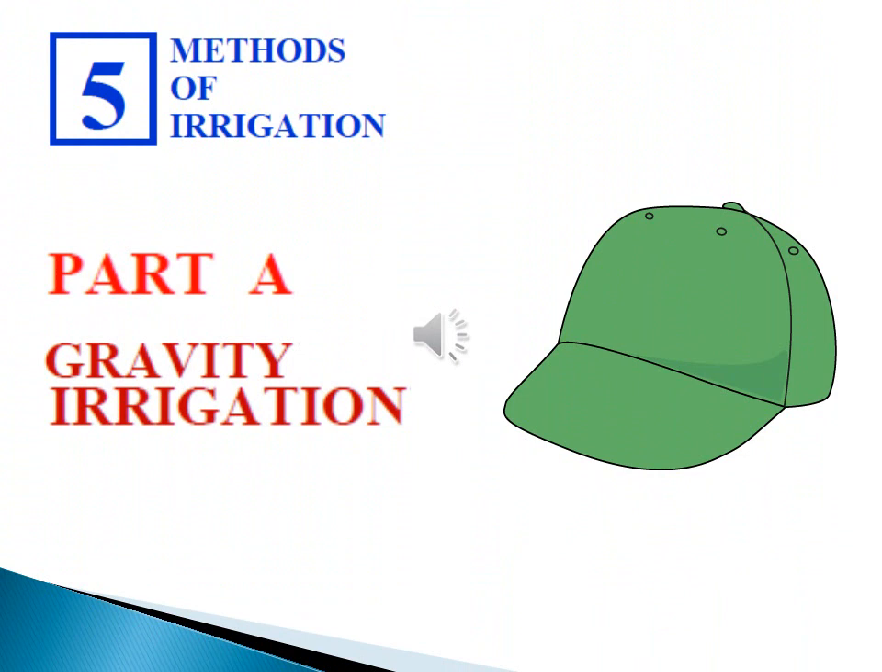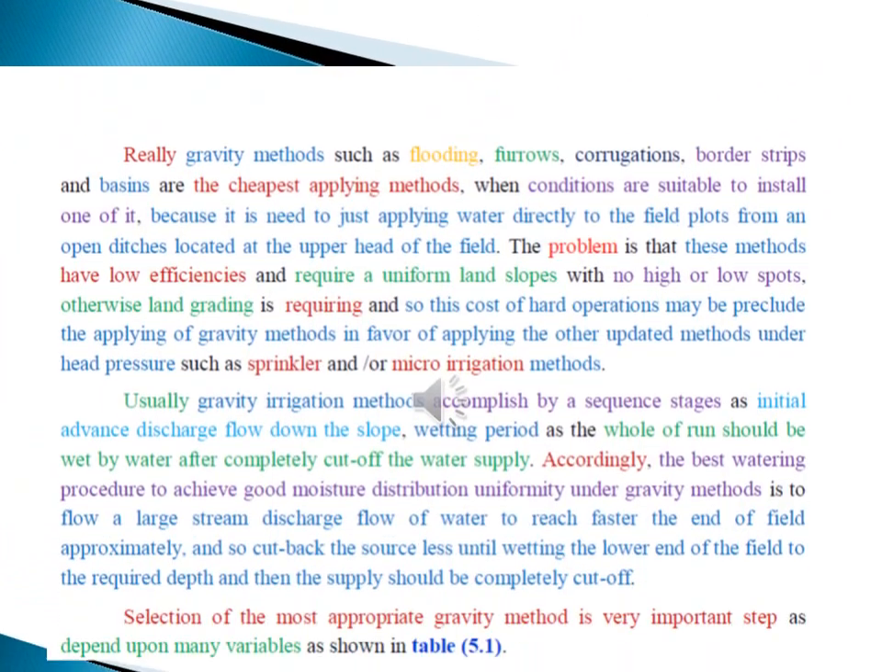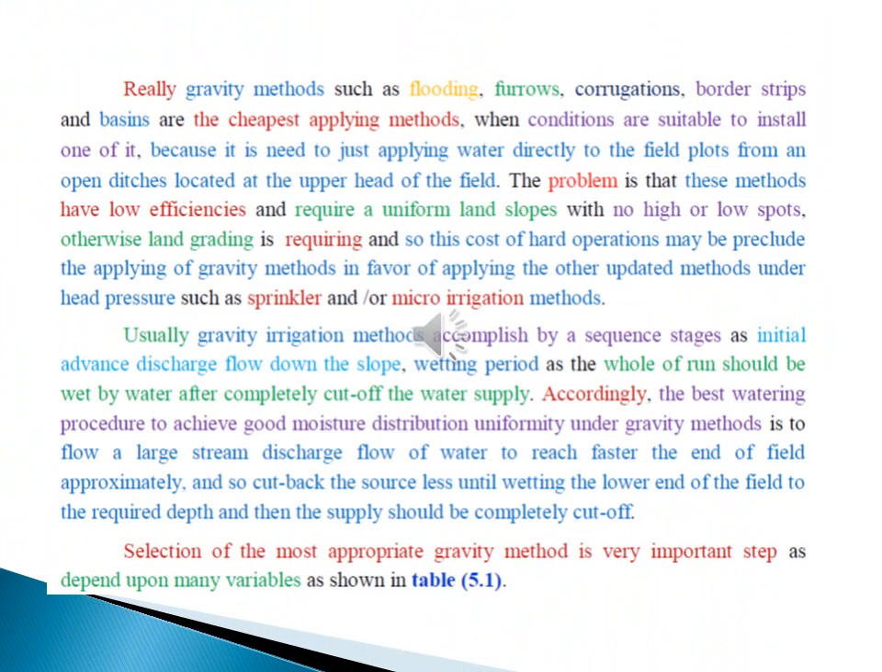My dear, to simplify, we will divide this subject into 6 parts: A, B, C, D, E, and F. Part A, gravity irrigation. Gravity methods such as flooding, furrows, corrugation, border strips, and basins are the cheapest methods when conditions are suitable to install one of them, because they only need water applied directly to the field plot from an open ditch located at the upper head of the field.